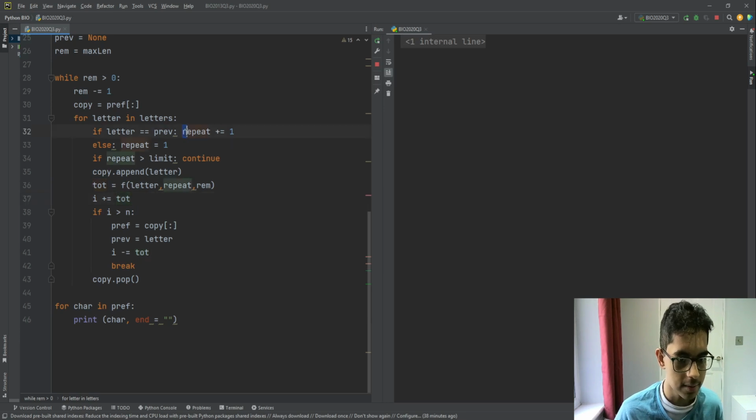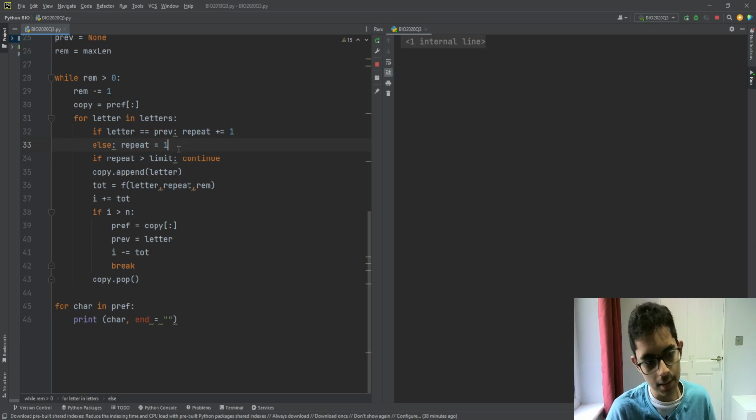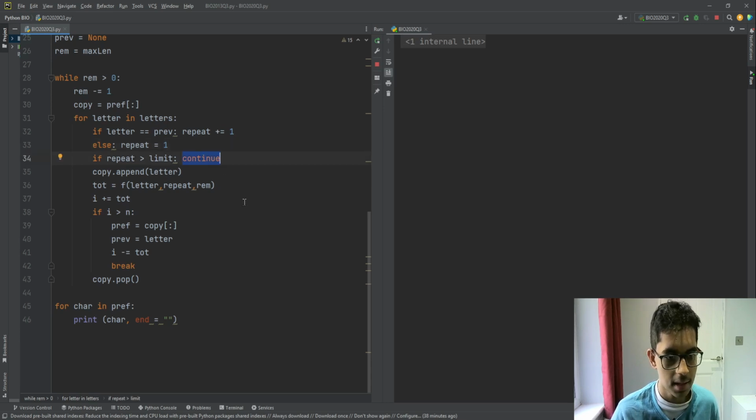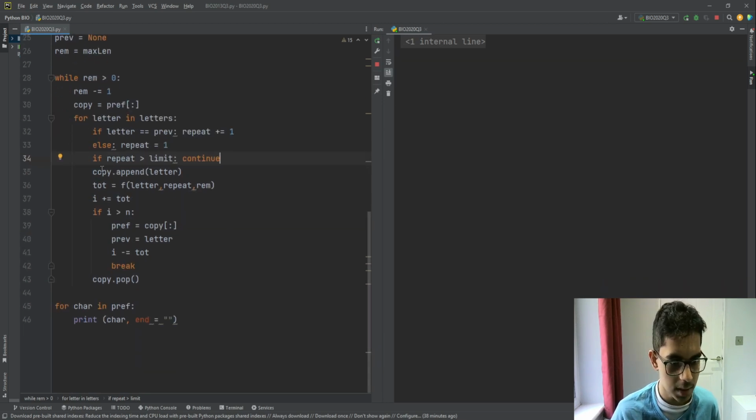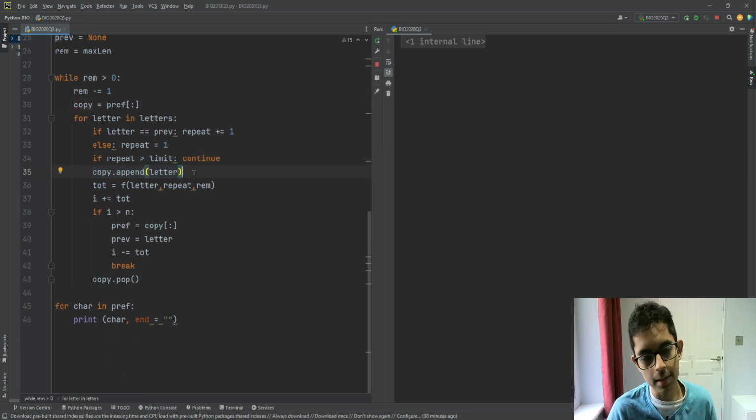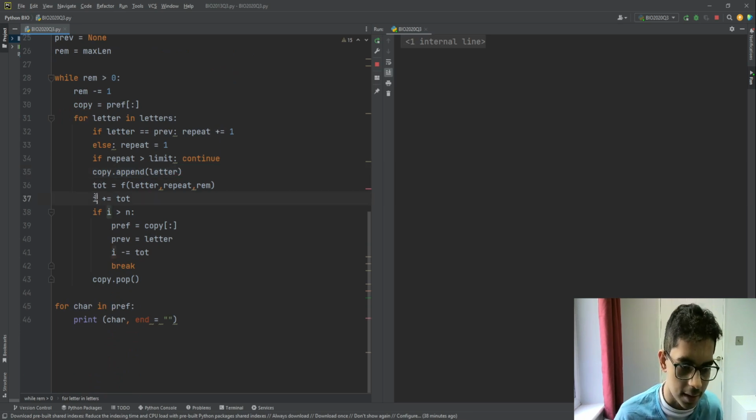So if letter equals the previous letter, then we basically need to increment the repeat. Otherwise the repeat is just 1, since the previous letter is unique. And if the repeat is greater than limit, then that's basically invalid, right? Since we can't have more repeats than there are characters. So then we just continue. And now what we do is we append the letter to our copy array, and we increment the i, where i is the counter of the current iteration which we're going over.